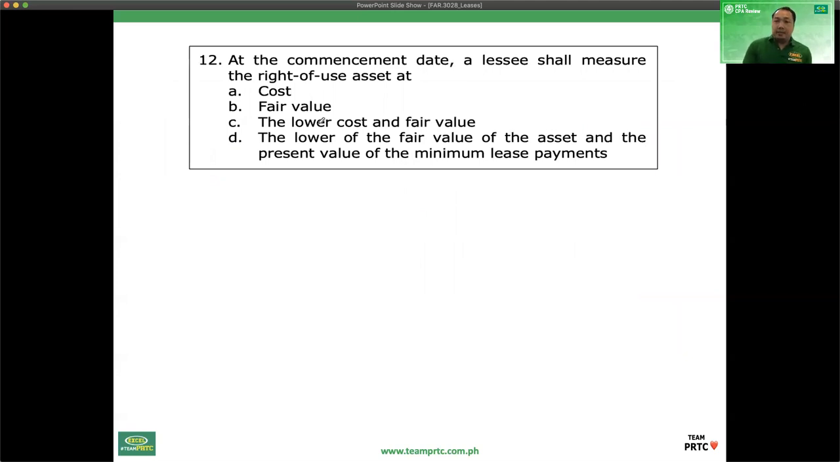At the commencement date, that's when to recognize, a lessee shall measure, so initial measurement, measure the right of use asset at how much? Letter A, at cost. Lagyan mo ng note. In the old standard, kapag finance lease, kay delta, lower of the fair value of the asset at yung present value of the minimum lease payments. So, under PFRS 16, nakaspecify na cost and dinefine kung anong kasama sa cost. That's number 13.